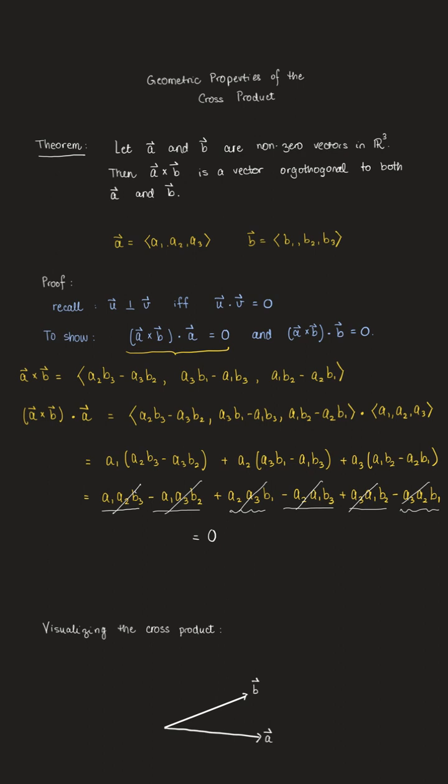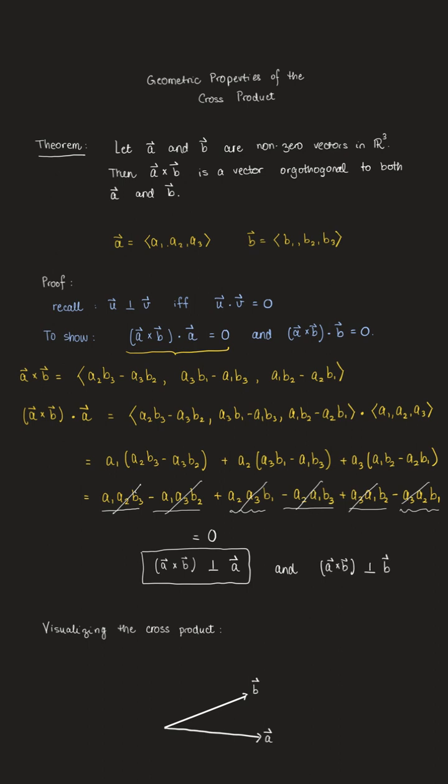When the dot product is 0, that means that A cross B is orthogonal to vector A. And we can do the same thing for the second part, following the same steps, and we will show also that A cross B is orthogonal to B. Because it's a very similar proof, I'm not going to write it out here, but you're welcome to do that.